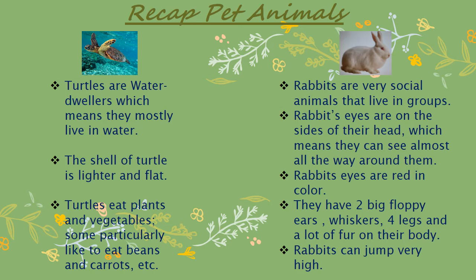The next pet animal is rabbit. Rabbits are very social animals that live in groups. Do you know, children? They like to live in groups. Rabbits' eyes are on sides of their head, which means they can see almost all the way around them. Rabbits' eyes are red in color. They have two big floppy ears, whiskers, four legs, and a lot of fur on their body. Rabbits can jump very high.